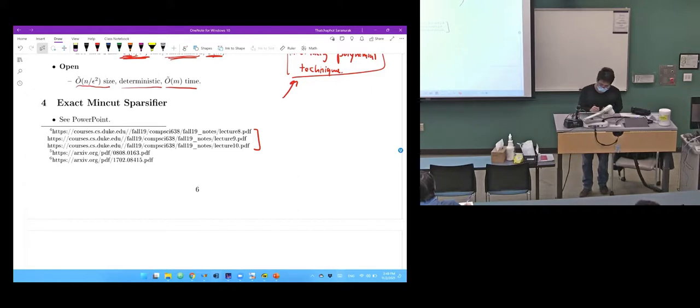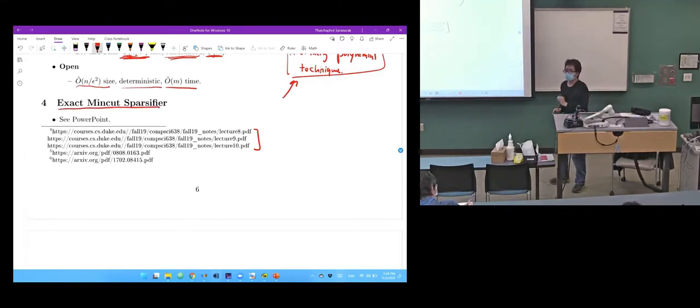Next time I'm going to talk about what if we want something exact. I will tell you how to find a graph that preserves the size of the min cut exactly. Every min cut size will be preserved exactly. But it doesn't preserve all cuts, right? Just cuts which are small.